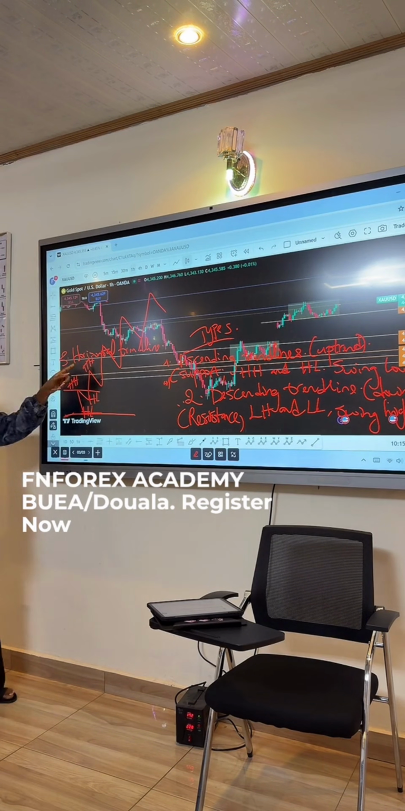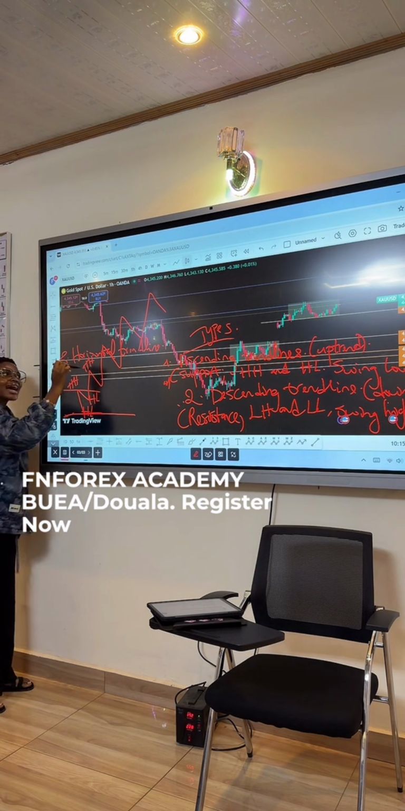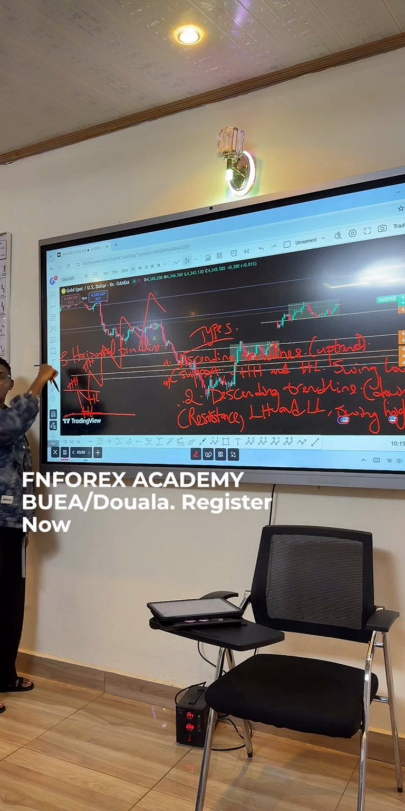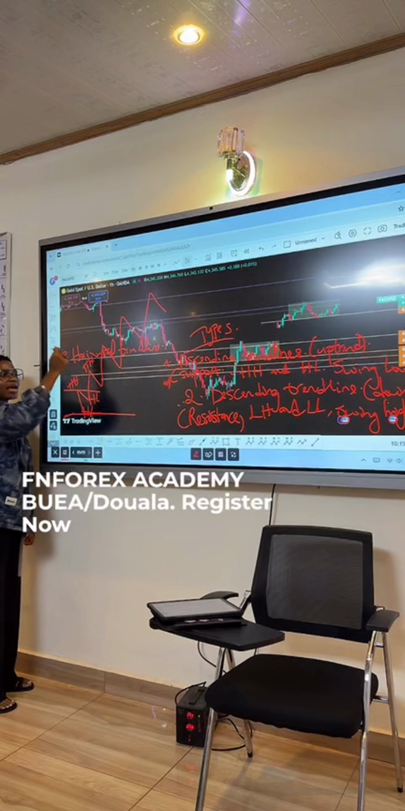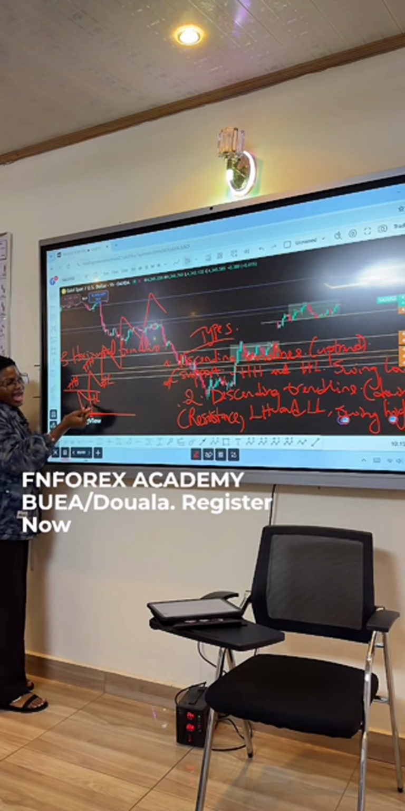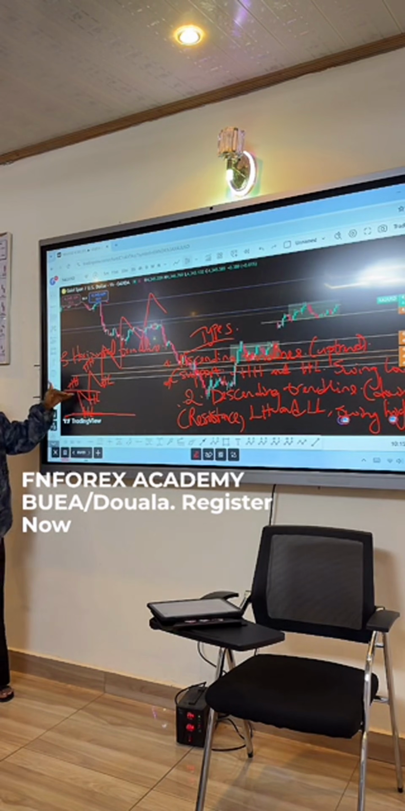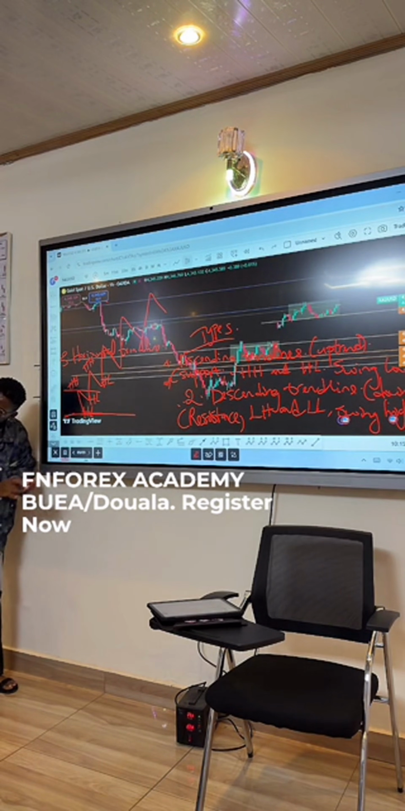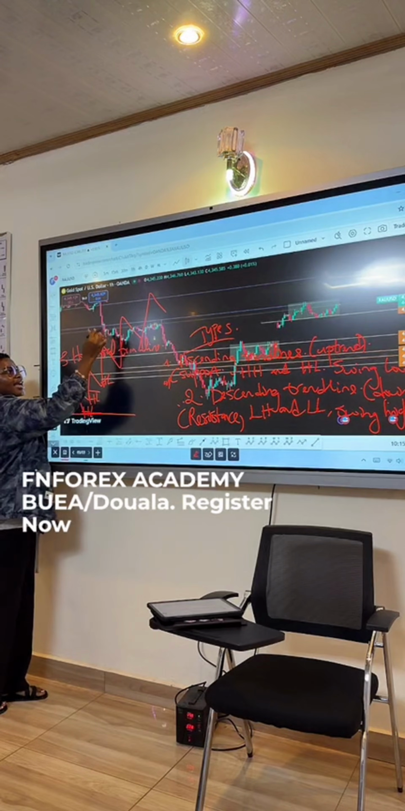The next we have higher high, higher high. Now this high is called higher high because it's higher than its previous high. So this is a higher high because it is higher than the previous high. And now this is a higher low because the low is higher than this other low that was really down here at the floor.